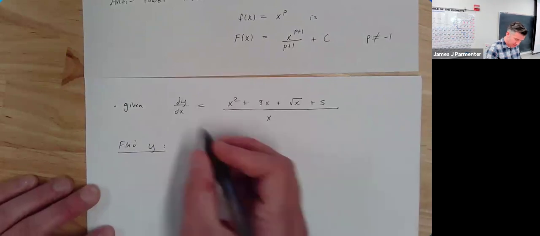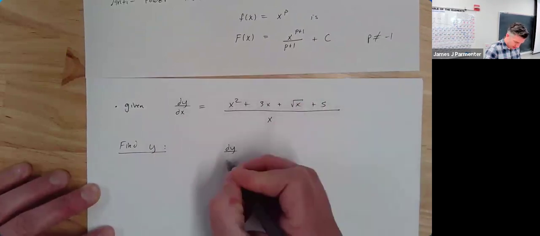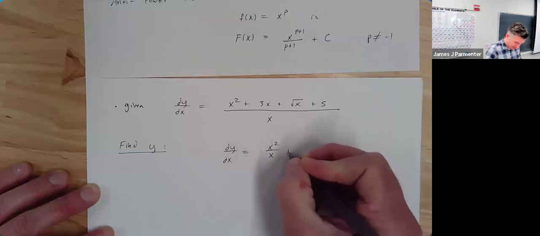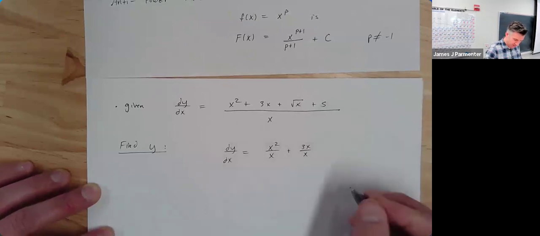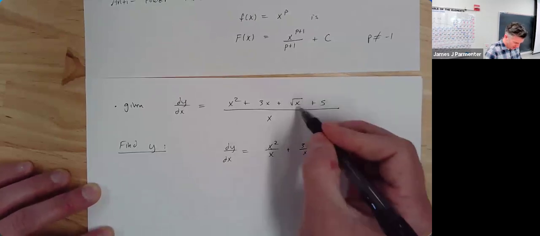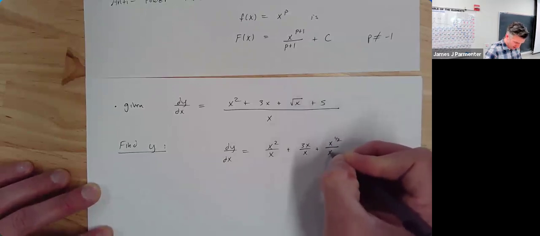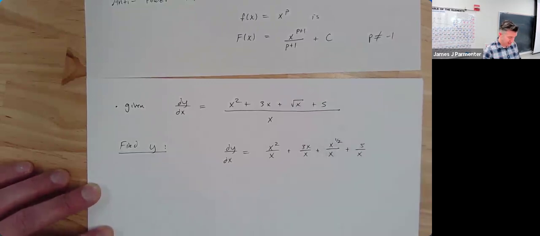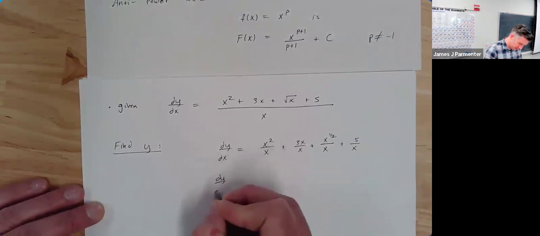So anyway, for this problem here, I need to simplify this expression before I can find its antiderivative. So I'm going to divide each thing by x, like it's written here. So dy dx is really x squared divided by x plus 3x divided by x plus the square root of x, which I'm going to write as x to the 1/2 divided by x, plus 5 divided by x. And I'm going to simplify these things. I'm going to have a problem, but that's all right. I'll deal with it.